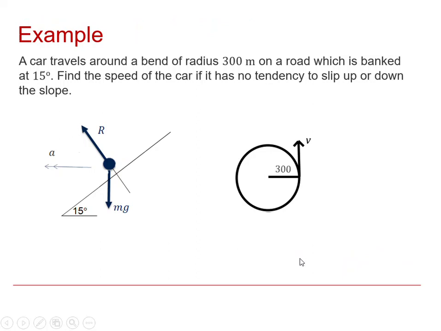Let's take a first example. A car travels around a bend with radius 300 meters on a road banked at 15 degrees. We're to find the speed of the car if there's no tendency to slip.